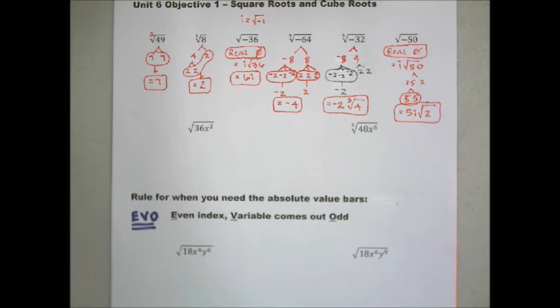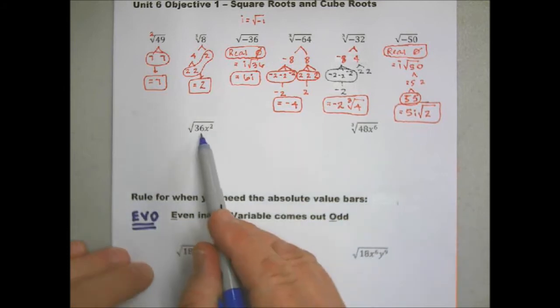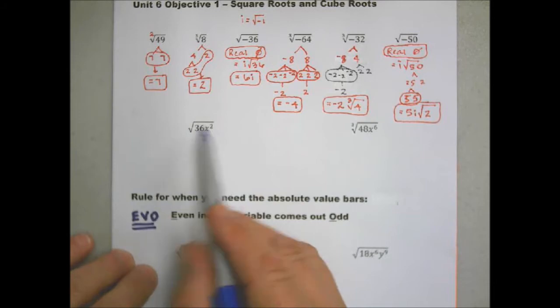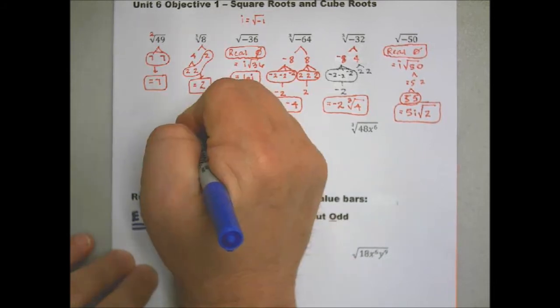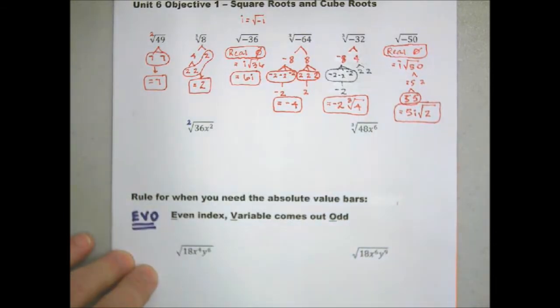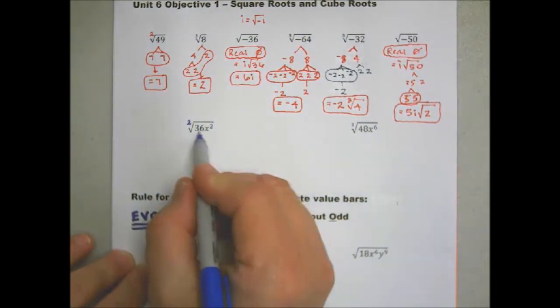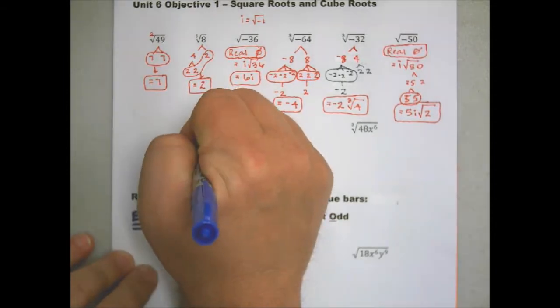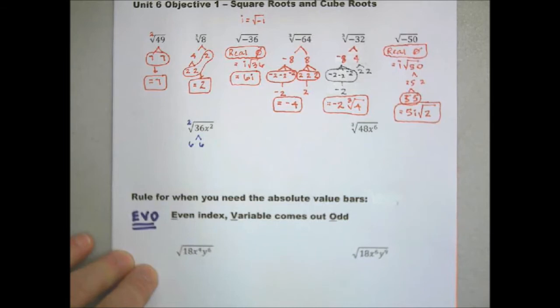The idea of what if you're square rooting a variable? Well, first of all, on this problem, the square root of 36x squared. Again, we know the index of the radical is 2, whether or not we actually see it. So we know a 6 is definitely going to come out, because the square root of 36 is 6. The principal root of 36 is 6.